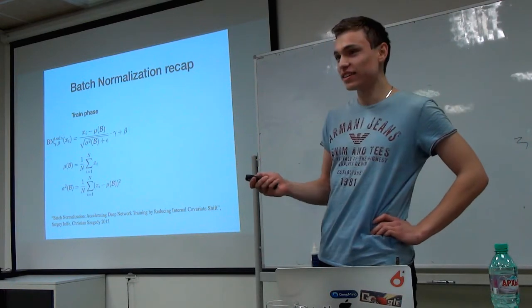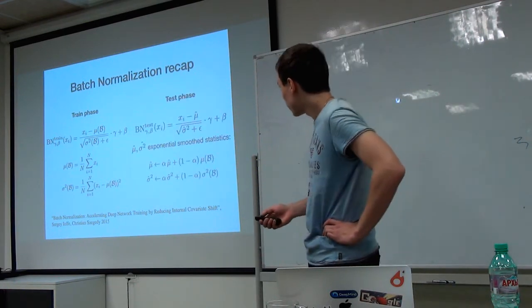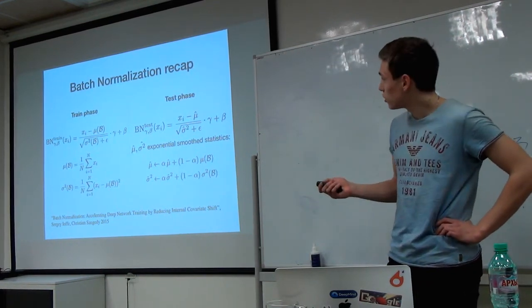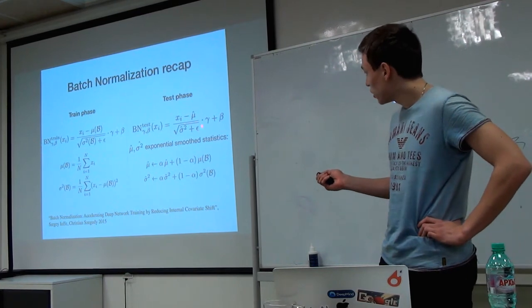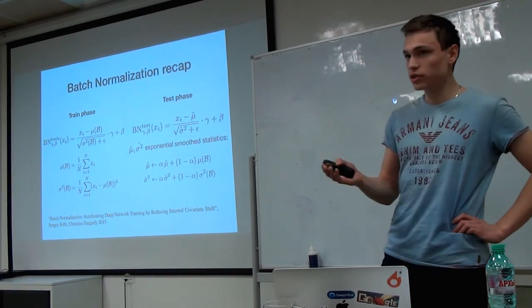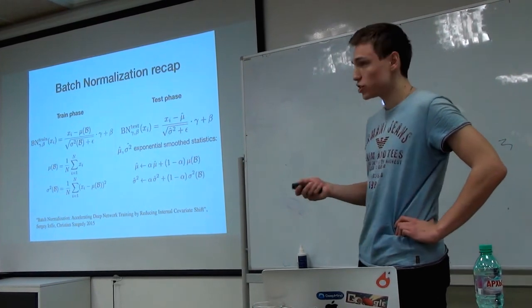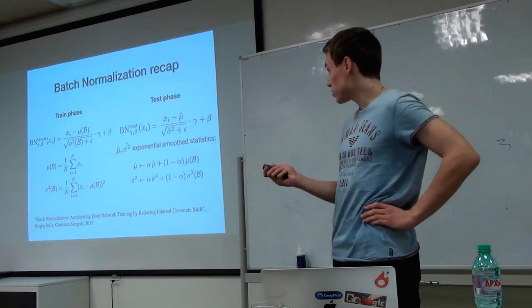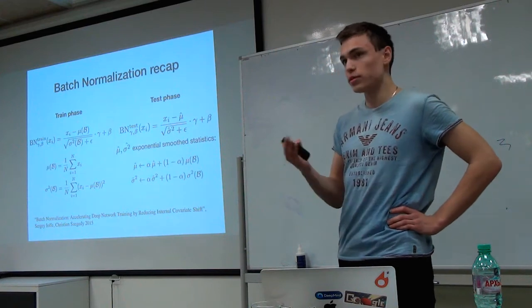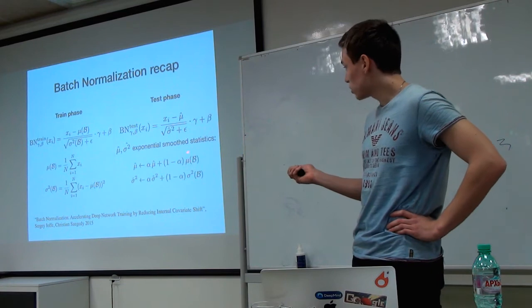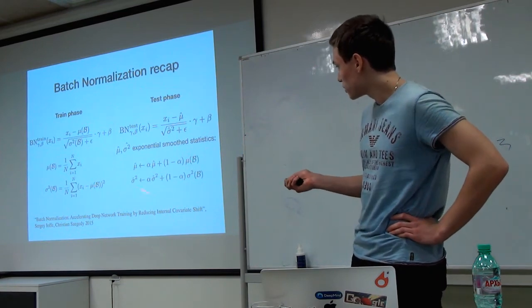On the test phase, batch normalization, instead of statistics over the batch, uses running average statistics, which can be seen as an approximation for population statistics, and they are estimated using exponential smoothing during the training as follows.